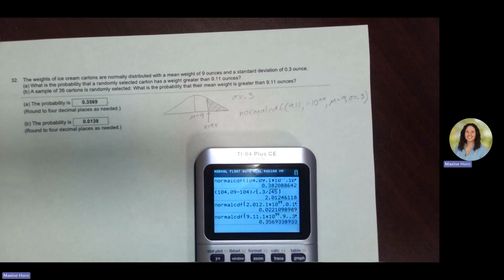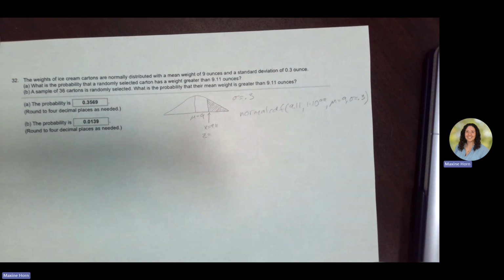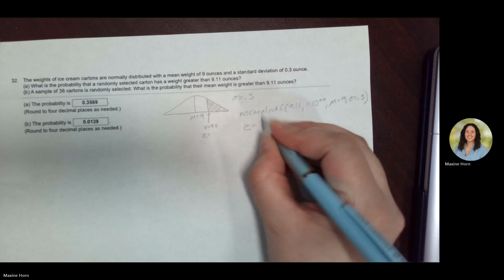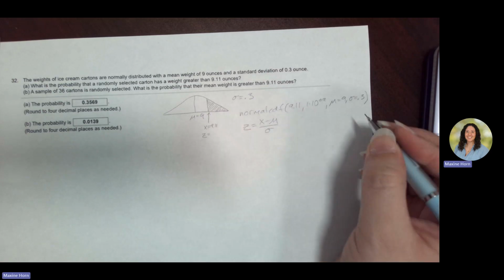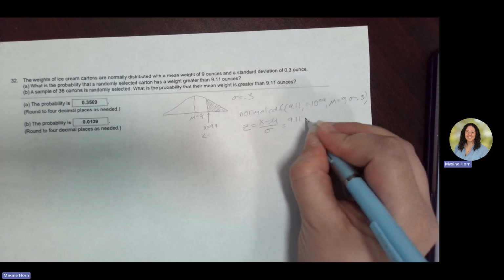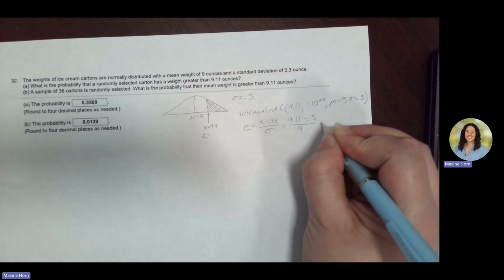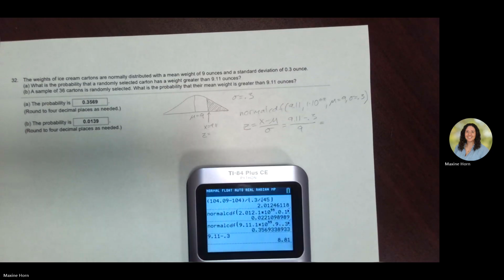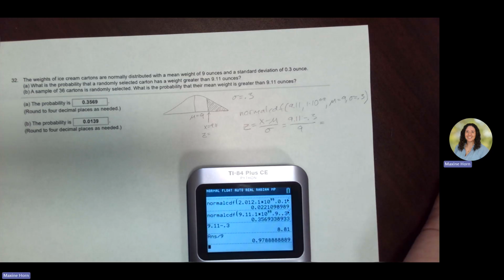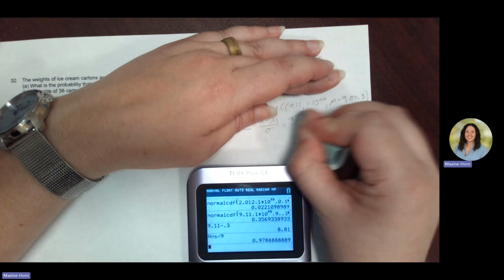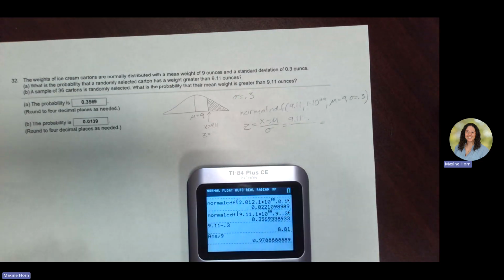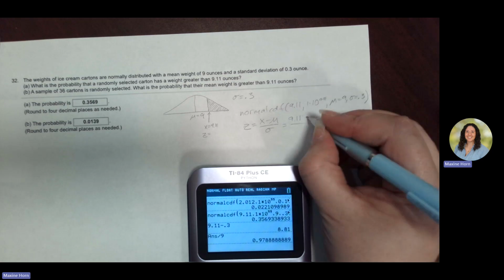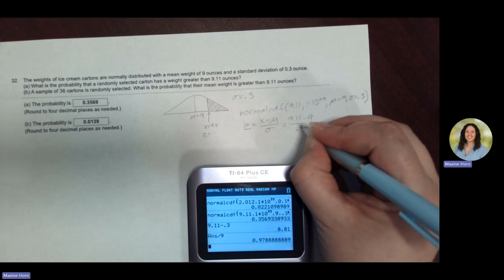Okay? If I wanted to do that the slightly longer way and find the corresponding z-score, X minus the mean over the standard deviation. 9.11 minus 9 over 0.3. Nope, I wrote that absolutely backwards. Sorry, I'm going really fast here because this is the last one, and you guys have been sitting through this for over 2 hours now. Sorry, our mean is 9. Our standard deviation is 0.3. That's better.